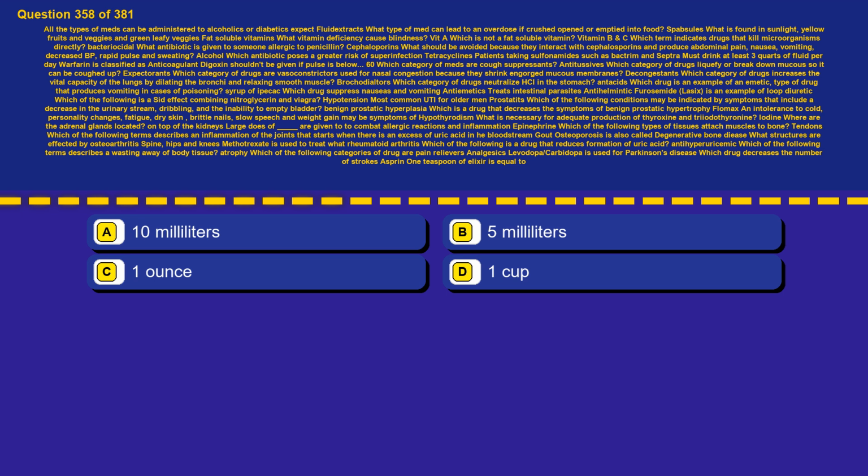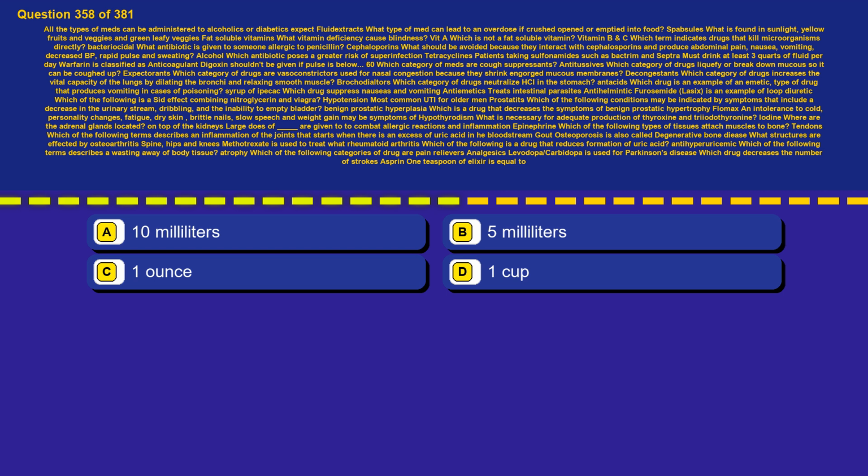Bronchodilators. Which category of drugs neutralize HCl in the stomach? Antacids. Which drug is an example of an emetic, a type of drug that produces vomiting in cases of poisoning? Syrup of ipecac. Which drugs suppress nausea and vomiting? Antiemetics. What treats intestinal parasites? Antihelmintic. Furosemide, Lasix, is an example of a loop diuretic. Which of the following is an adverse effect of combining nitroglycerin and Viagra? Hypotension. Most common UTI for older men?